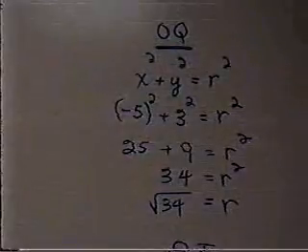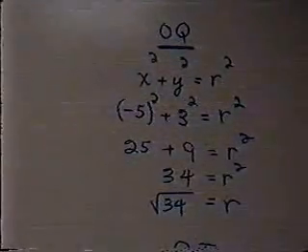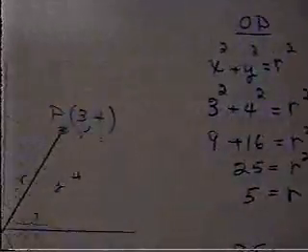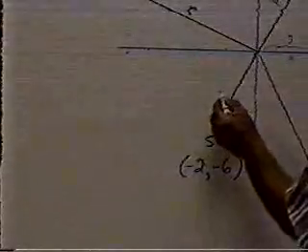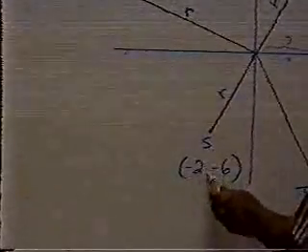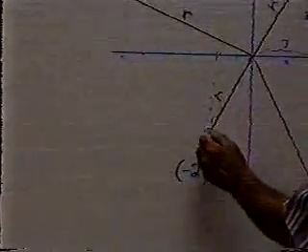All right, let's go back now to the graph and look at another point, the point S. The point S is a minus 2, minus 6. And again, we want to find what r is. Minus 2, minus 6 means we come over here minus 2 and down a minus 6.